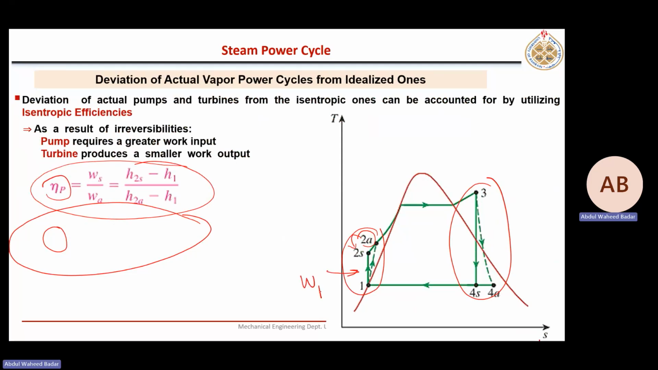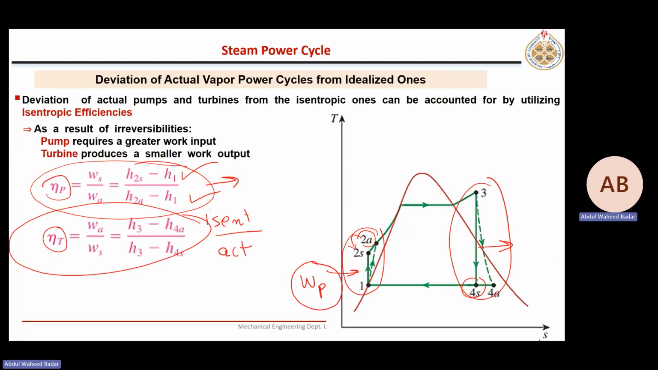In the pump, we supply work. What is the ideal pump, where we have to supply less work or more work? Ideal pump means you have to supply less work. Less work is in isentropic or in actual process? That's why you see isentropic divided by actual. But in the case of turbine, it will be reverse, because in the turbine we need more work, and more work we will get in the isentropic.